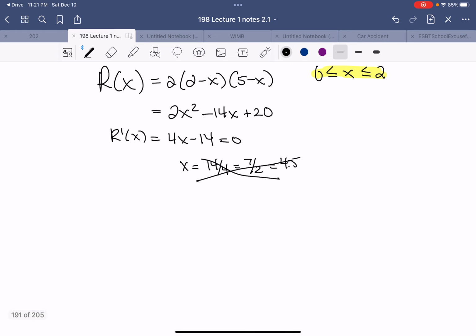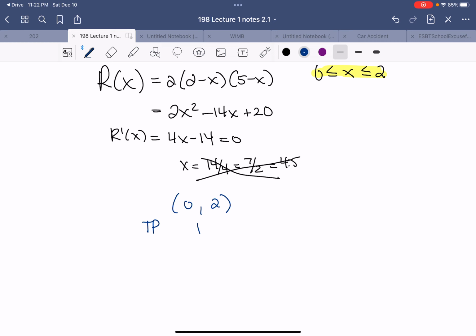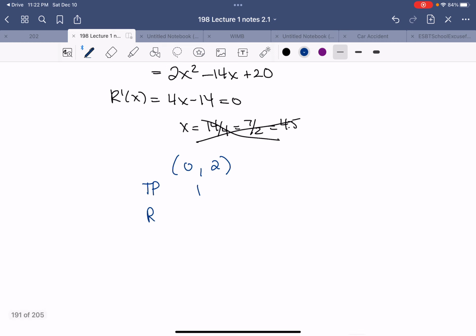So now, if I'm throwing out that critical point, that means that this reaction rate is either increasing on 0 to 2 or it's decreasing on 0 to 2. So if we think about the interval from 0 to 2, and we think about a test point for x, let's pick 1, and I plug that into the first derivative. If you plug in 1, you get a negative value, which means that it's decreasing.